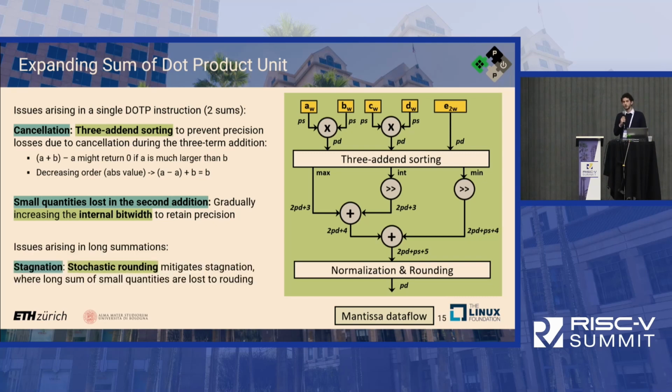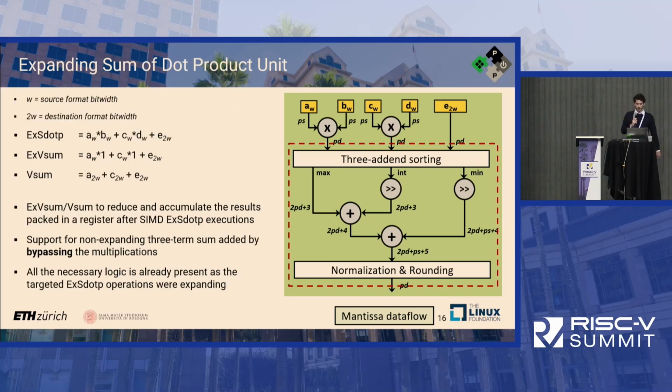Finally, when we do low precision NN training, we also would like to avoid stagnation. This happens sometimes in backpropagation when long sums of small quantities are lost to rounding. To mitigate these kinds of issues, we added stochastic rounding. So this was mapped as a new rounding mode. We are still supporting all the RISC-V rounding modes such as round to nearest even, but stochastic rounding is additionally supported and can be enabled for this unit.